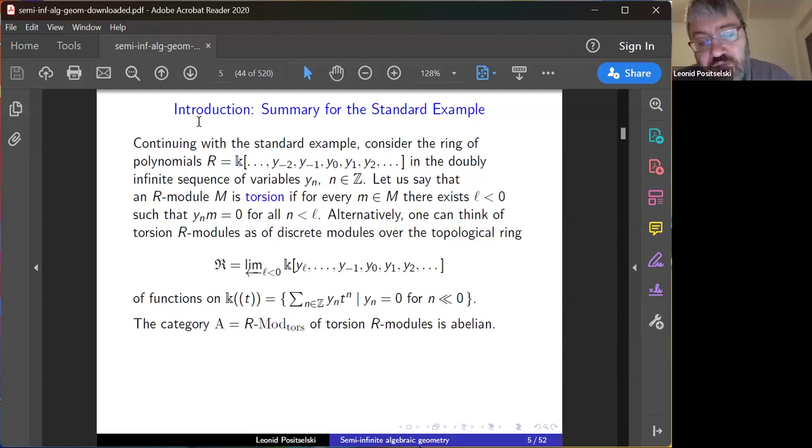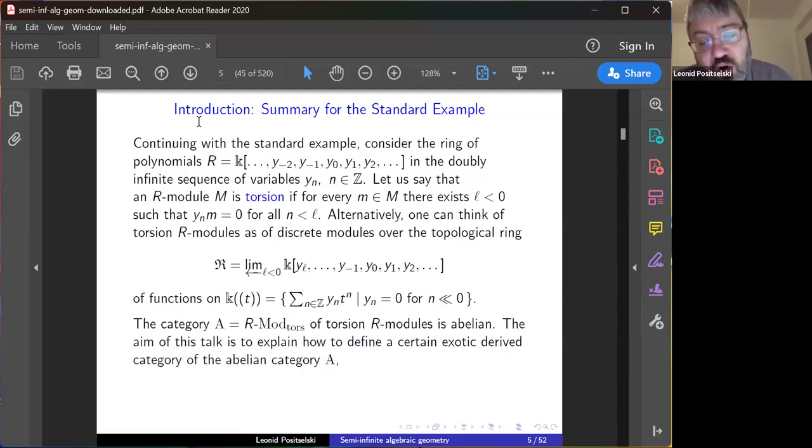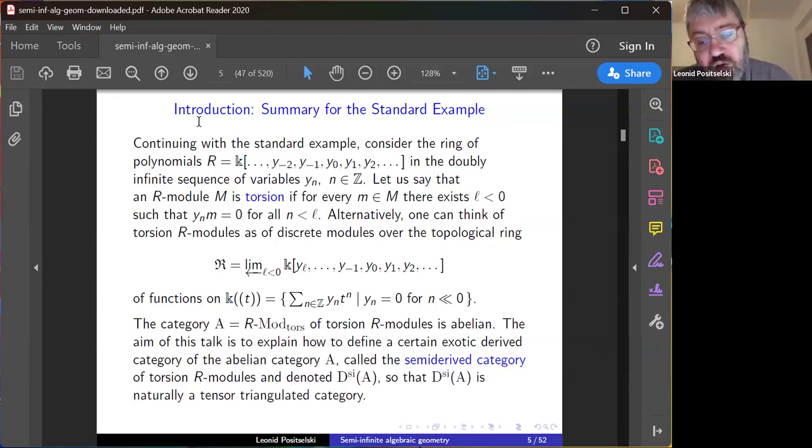The category A of torsion R-modules is abelian. The aim of this talk is to explain how to define a certain exotic derived category of the abelian category A, called the semi-derived category of torsion R-modules, and denoted D^si(A), so that D^si(A) is naturally a tensor triangulated category. The tensor product operation ◇ on D^si(A) is called the semi-tensor product.